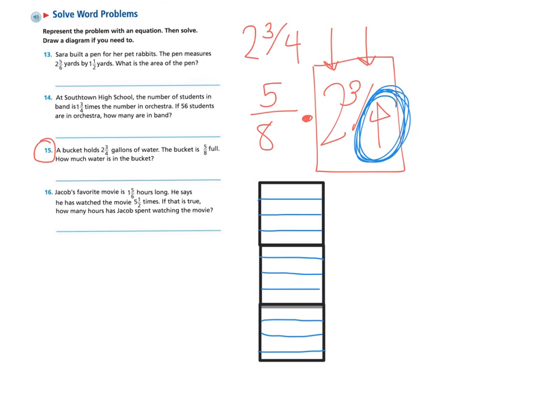Now, in order for me to know how many of these I'm going to color in, I have to convert this mixed number into an improper fraction. And the way I do that, remember, is the denominator multiplied by the whole number, which in this case would be 4 times 2 is 8, plus the numerator, which is 11. So 11 of these pieces, 1, 2, 3, 4, 5, 6, 7, 8, 9, 10, 11 are going to be colored in.